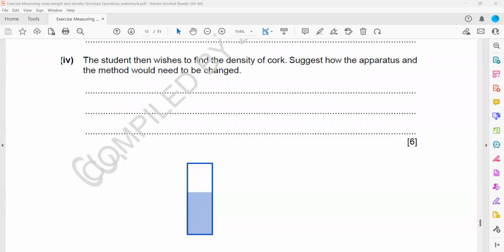First we fill the measuring cylinder with liquid and measure its volume, that is V1. Then, for example, if this is representing a cork, we attach another object which sinks, which we also call a sinker, like any metallic object. So there will be a sinker and a cork is attached.